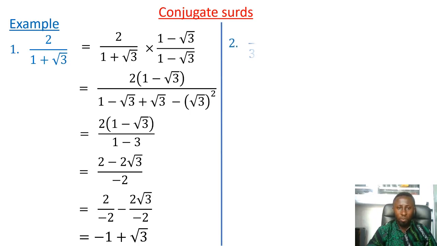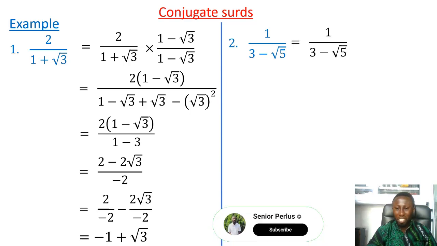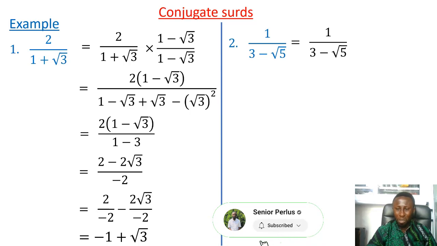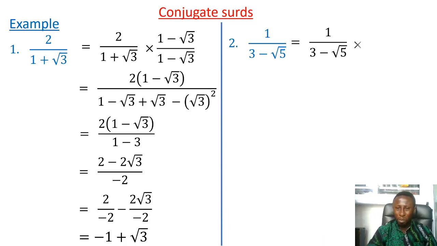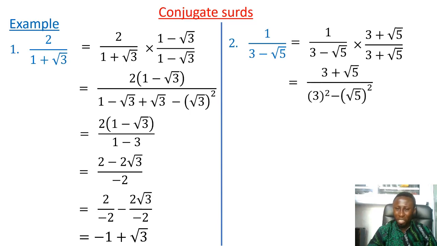Question 2, the same thing: 1 out of 3 minus root 5. So we take the conjugate. Therefore, what should we do? We multiply the numerator and the denominator of the question by the conjugate. But here it is a binomial, so the sign will change. So we take the conjugate of it. Then we will multiply the top and multiply the bottom. And I said that always, when taking the conjugate of a surd, the denominator is a difference of two squares. So this is what I was saying.